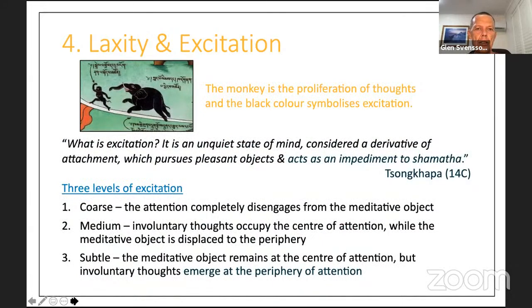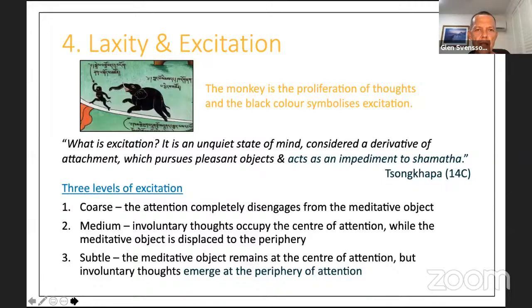And here the chart description says, the monkey is the proliferation of thoughts. So the monkey is just discursive thoughts in general. And the black color symbolizes excitation. And excitation is the most common form of distraction. It's when we're pulled away by something pleasant. And so this is what we see from Tsongkhapa.